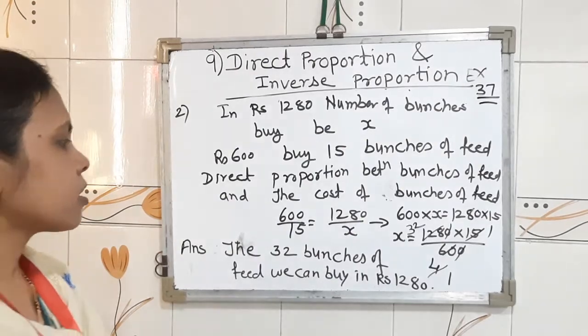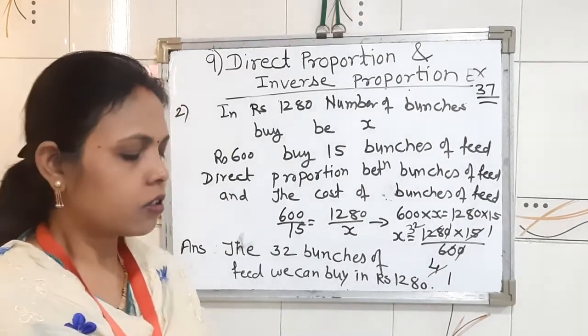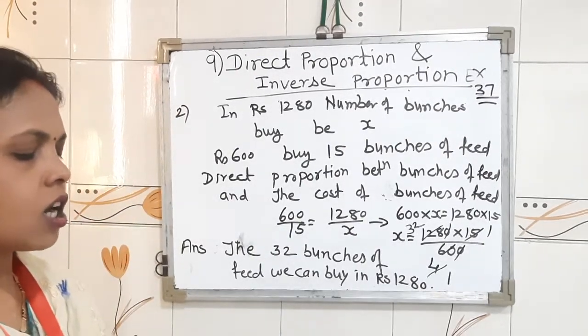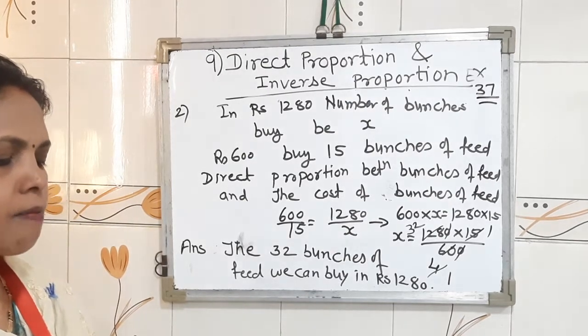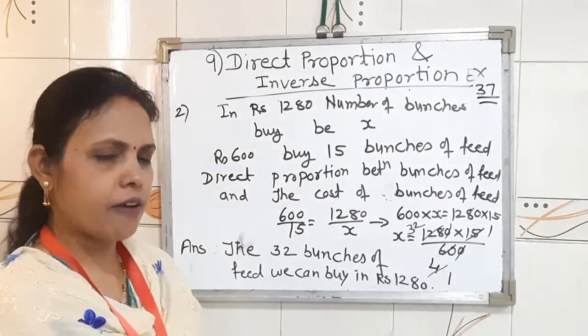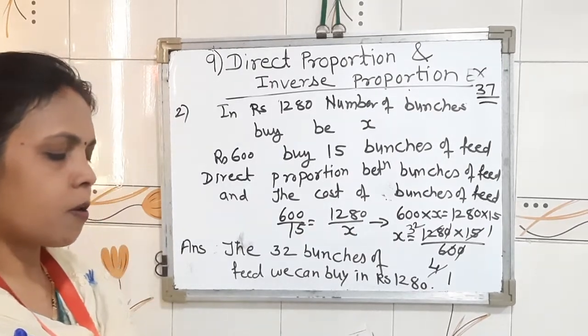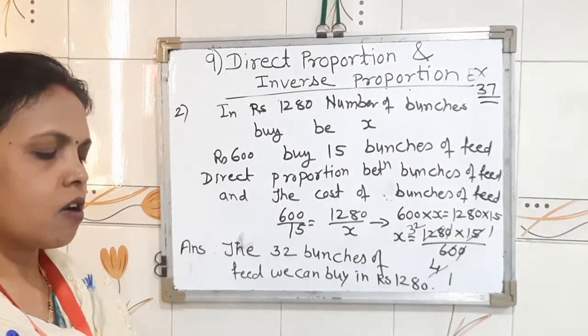So children, our next question. For 9 cows, 13 kg 500 gram of food supplement is required every day. In the same proportion, how much will be needed for 12 cows?